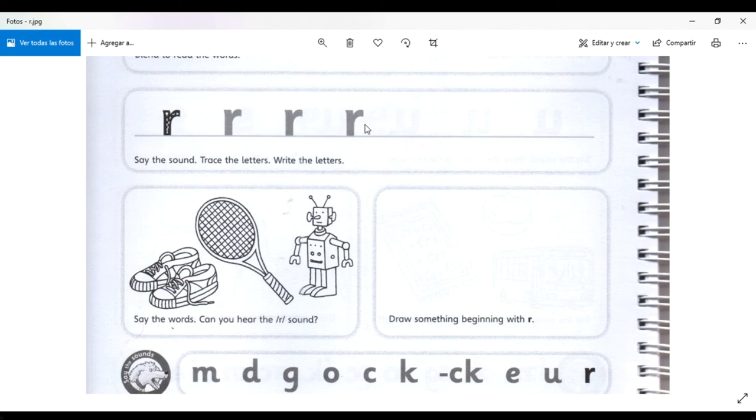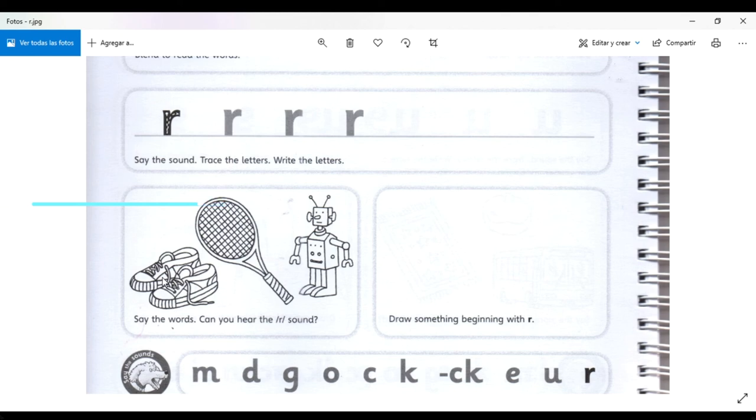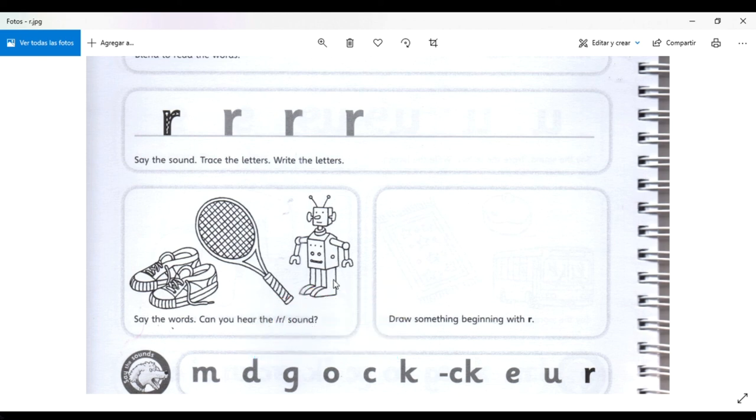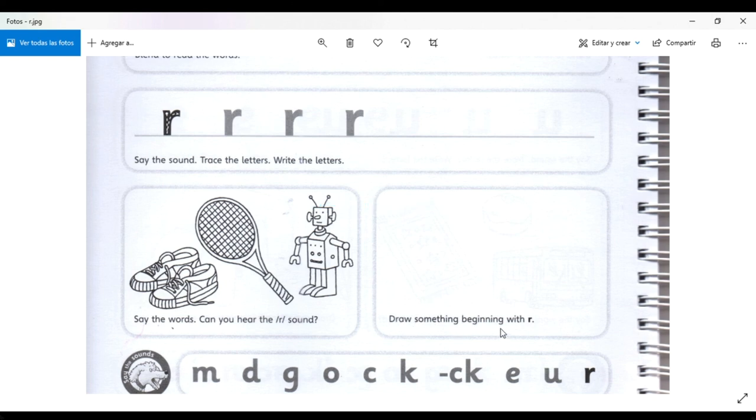Okay? And here we have three pictures. What are these? These are trainers. Can you hear the R sound? Trainers. This is something you use to play tennis. A racket. Okay? And finally, you know this one quite well. It's a toy. What toy is this, boys? What is it? A robot. Very good. A robot. Finally, you will draw something beginning with R.